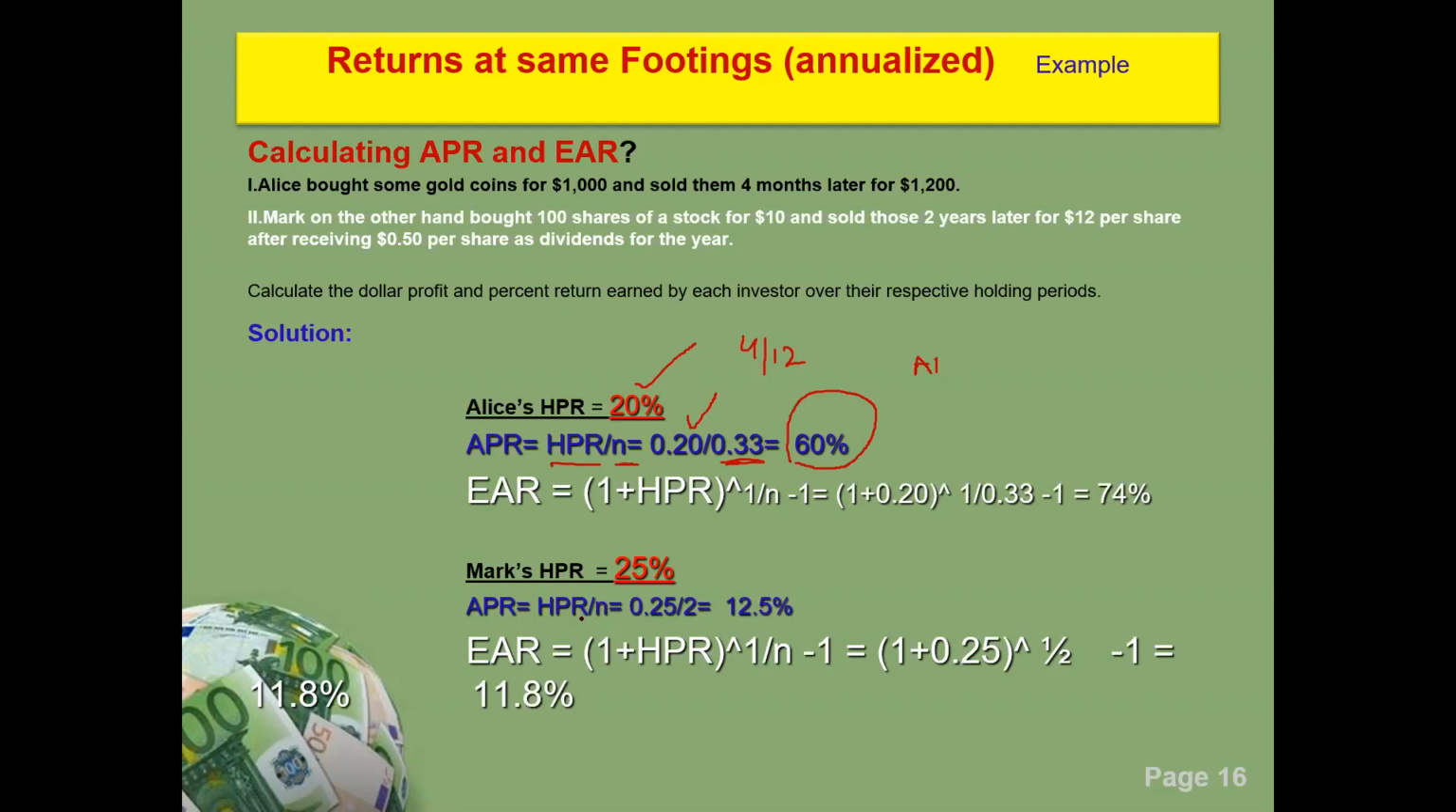Now for Mark, holding period return divided by N. 0.50 divided by 2, because it is 2 years, 24 divided by 12, which is 2. So his annual percentage return is 12%. Totally upside down. Alice is much better than Mark because now we talk about annualized, standardized things.